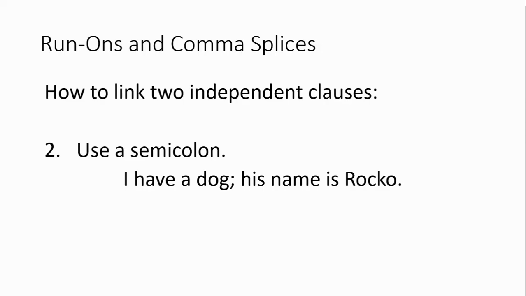A second warning about semicolons. Do not overuse them. Some students, once they learn how to connect independent clauses with semicolons, will stuff five or six of them in a paragraph. I call this semicolonitis. It sounds like a painful condition. Don't fall into it yourself.